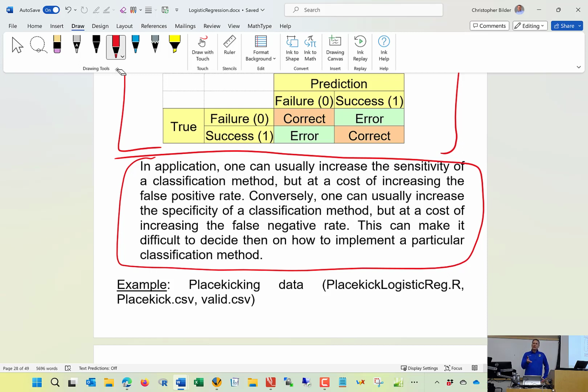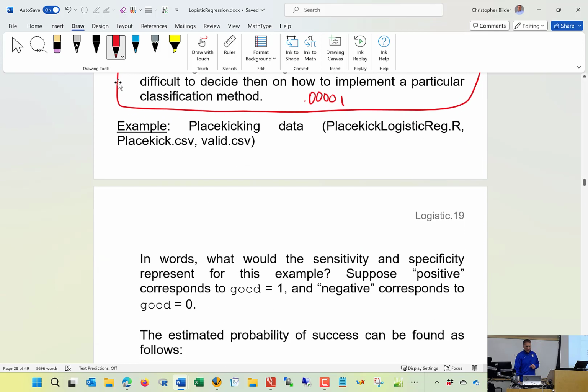That might be difficult to understand, so think about the extreme situation where I put a cutoff probability of 0.00001. Pretty much everything is going to be classified as positive, and so you're going to capture almost all the positives in your data set. Because of that, you're going to have a high sensitivity. But what's going to happen to the specificity? It goes down, because you're going to be missing all the negatives. So that's something to always think about.